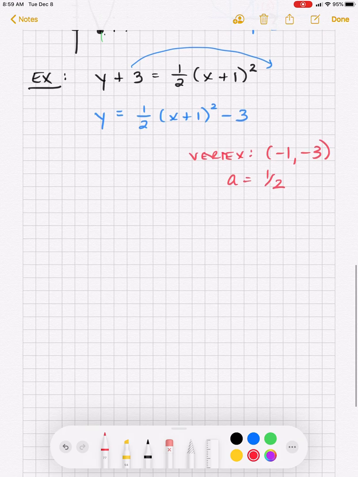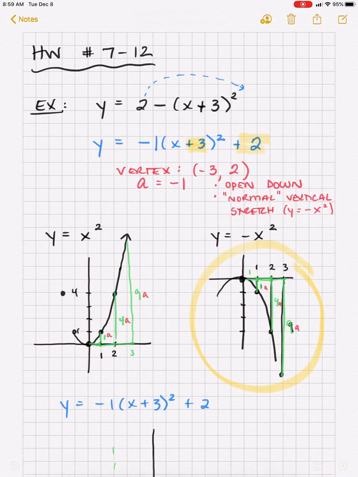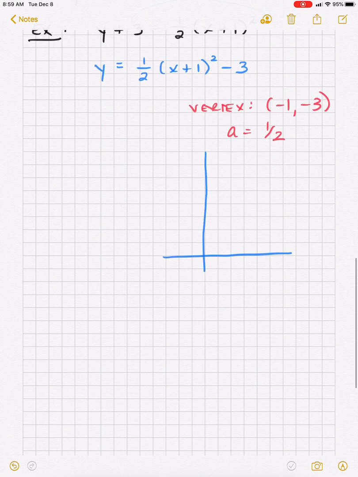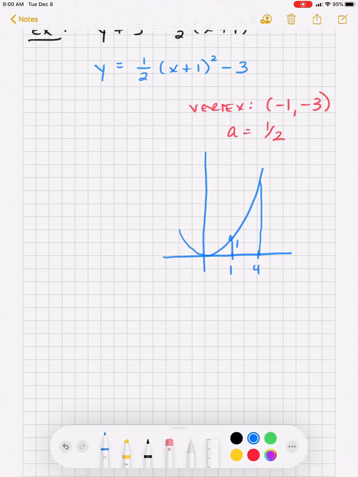So what we're going to do as a guide is, let's come down here, and normally the way you would graph a parabola, again, is you would go over 1, up 1, over 2, up 4. Well, what we're going to do this time is we're going to multiply all those values by 1/2, okay?